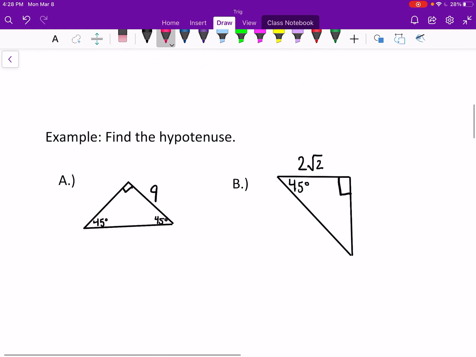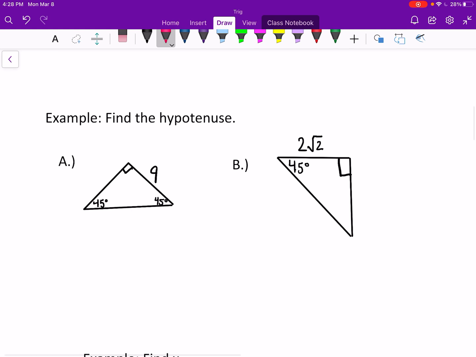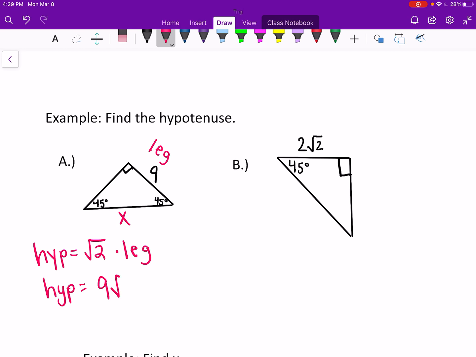So let's practice. On examples A and B, we are going to find the hypotenuse. The hypotenuse is across from the right angle. And so the 9 is the length of one of our legs. So the hypotenuse is equal to the square root of 2 times the length of a leg. So since our leg is 9, the hypotenuse is 9 times the square root of 2.